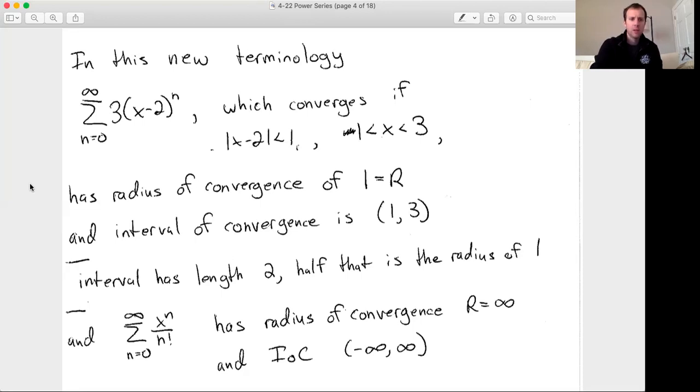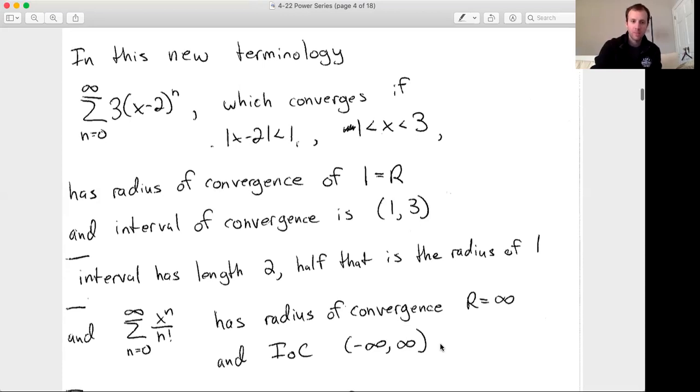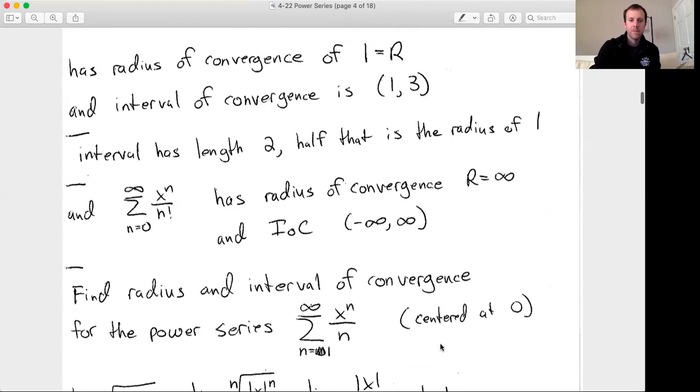So let's try one more example with this terminology being the goal. Kind of keeping in mind that we have these situations, you converge at one point, every point, or some finite interval, which is symmetric around your center. So let's try it with this series. We'll find the radius and interval of convergence for this power series.